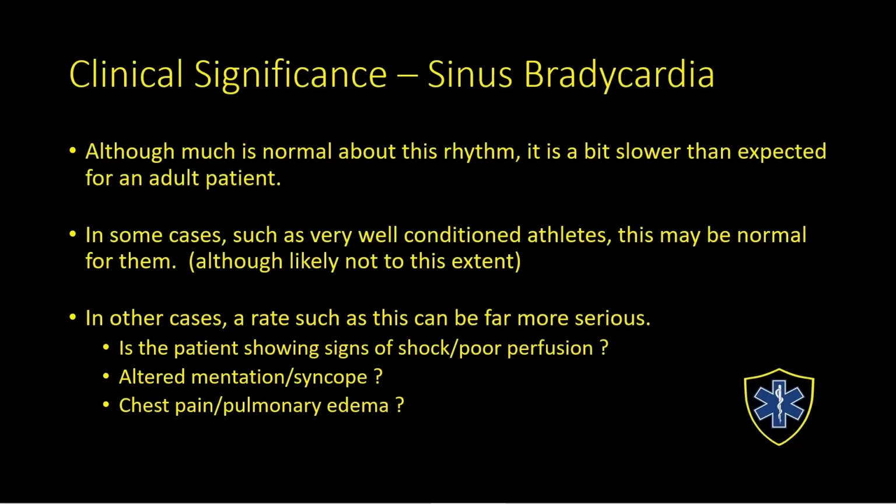Well, much is normal about the rhythm. It's a little bit slower than expected. Now, sometimes a sinus brady can be very normal as far as a well-conditioned adult, somebody who does a lot of aerobic activity, whether it's running, CrossFit, things like that, anything where their cardiovascular system is extremely well tuned up. Now, 40 is a little bit slow, but seeing those individuals with heart rates in the low 50s or high 40s is very normal. In other cases, this could be far more serious.